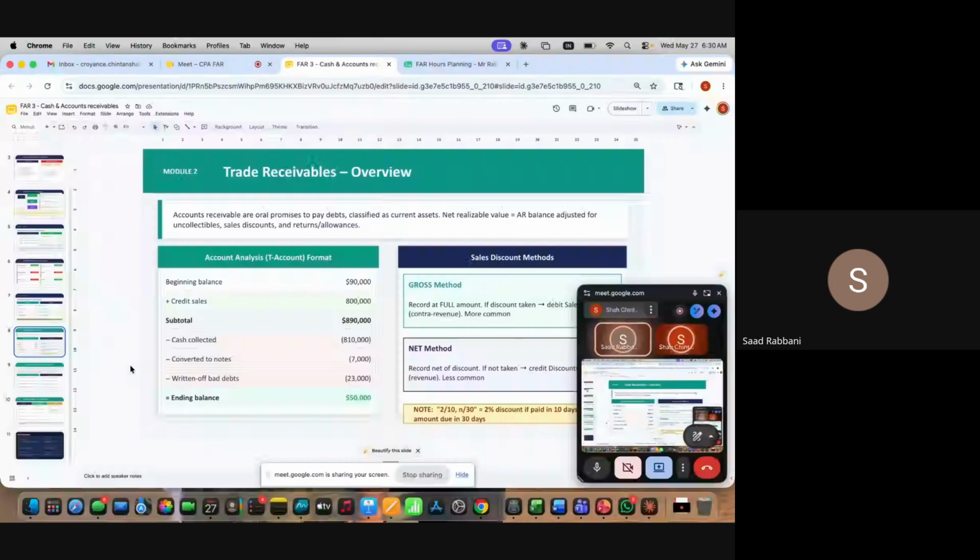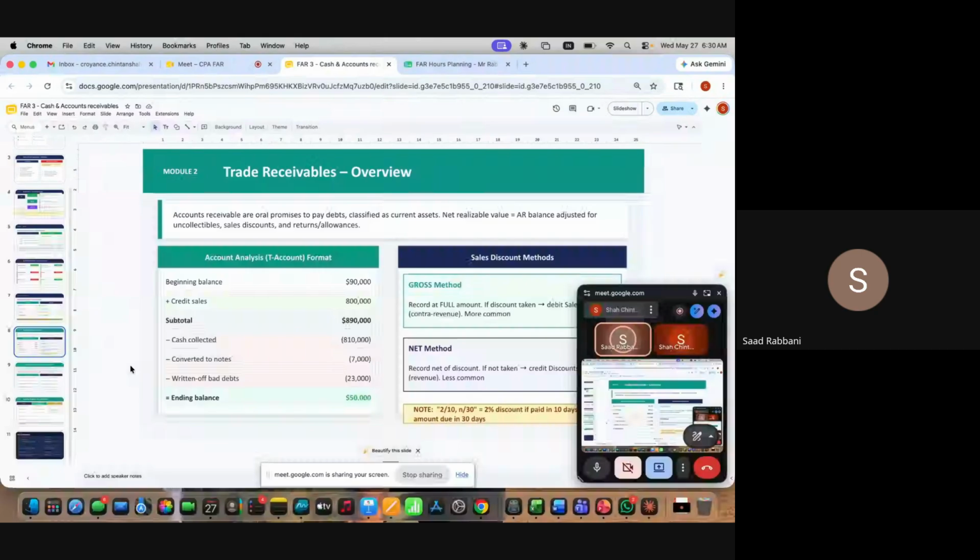So yeah, let's start with a new topic, which is your accounts receivable in FAR 3. Let me open your backup material: inventory, intangibles, PND. Okay, let me share my screen and let's start with your FAR 3, which is accounts receivable. The journal entry I needed to discuss.